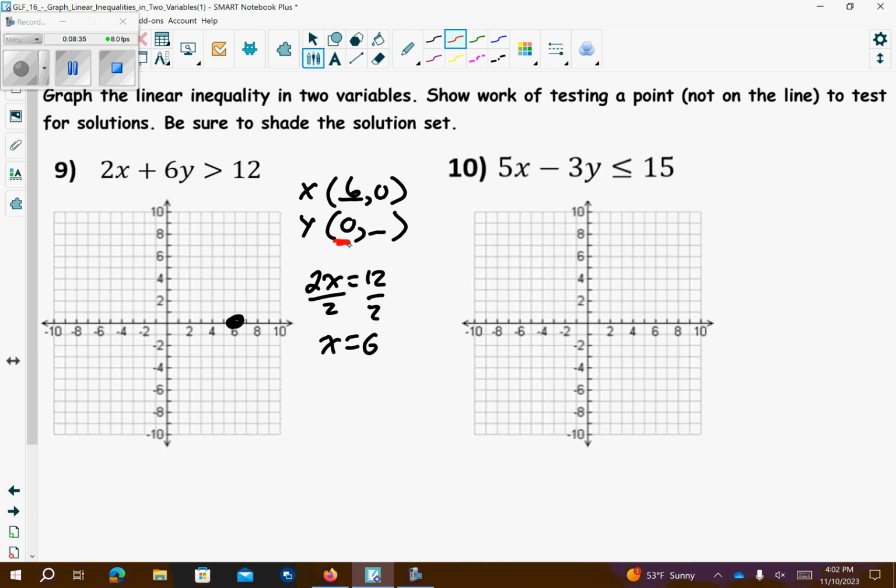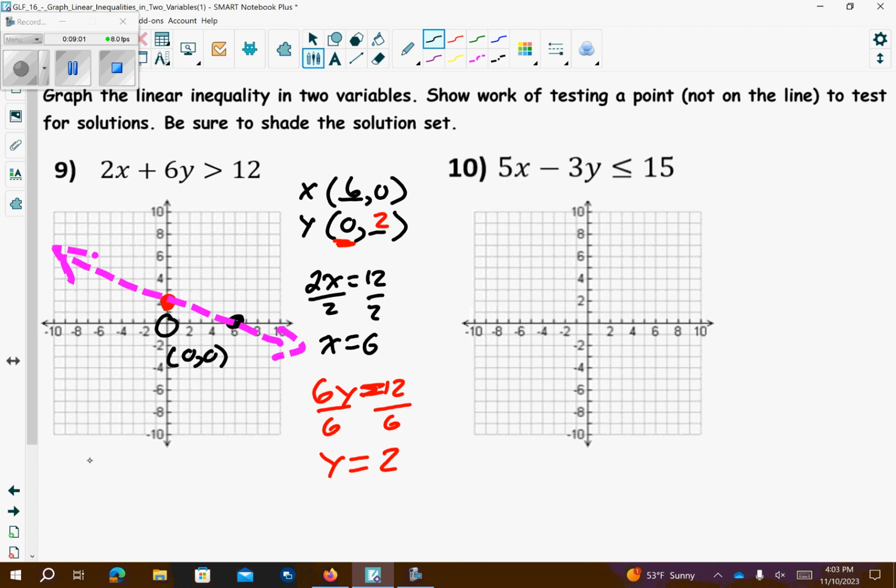Then I'm going to go ahead and do this point. So I'm going to make that x 0. So I have 6y is greater than 12. Or let's make it equals. Divide each side by 6, so y equals 2. So 0, 2 is right here. I don't have an equal sign, so this is going to be a dotted line. And it looks like my test point 0, 0 is going to work.